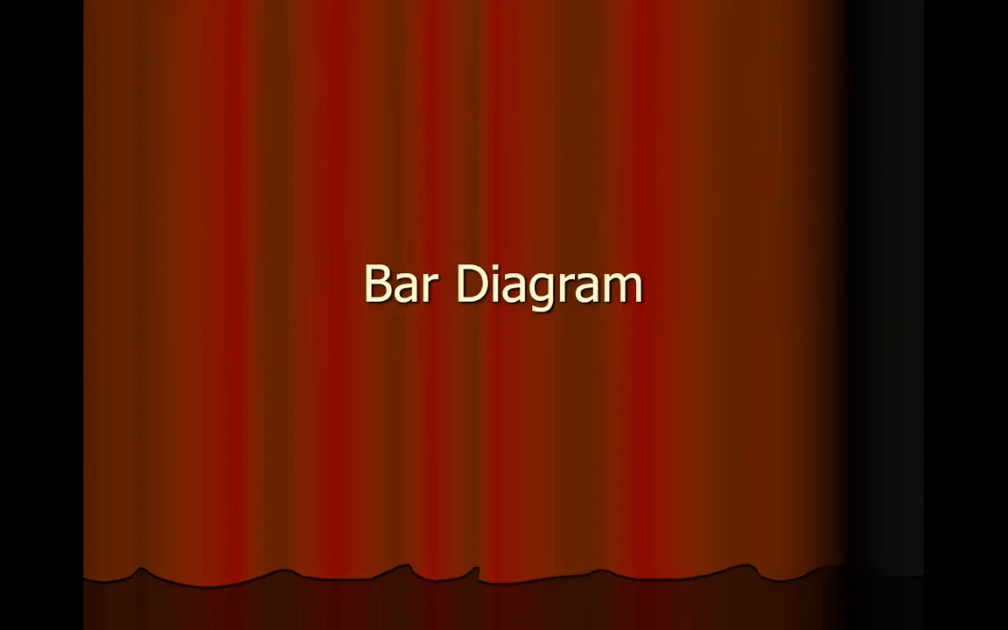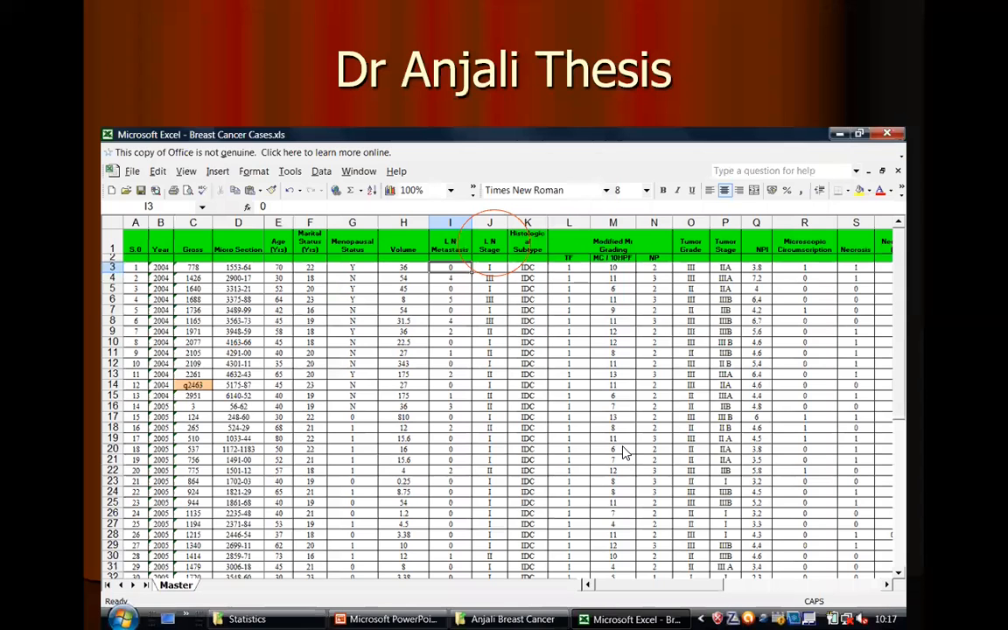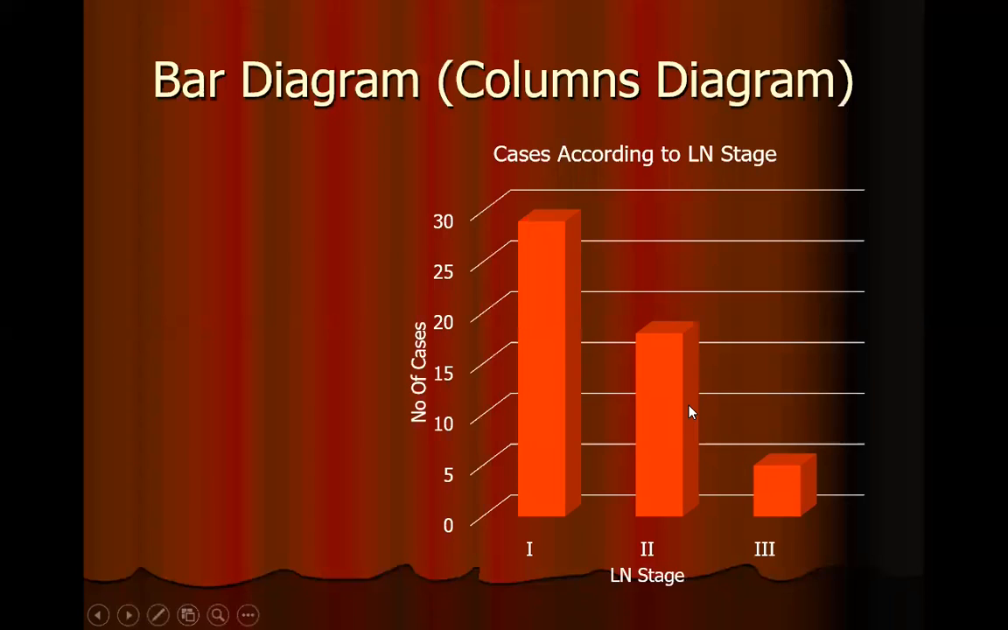The next diagram is bar diagram. It is very similar to pie diagram with slight differences. For this bar diagram, we take variable from thesis of my student, variable name lymph node stage on column J. So the variable or attribute is a type of a categorical data, ordinal type. So there were three options, 1, 2, and 3, and it was an ordinal data which can be arranged in a meaningful order because stage 1 is less than stage 2 and stage 2 is less than stage 3.